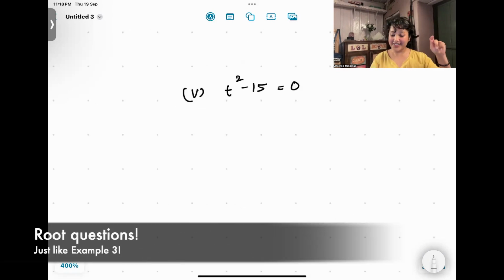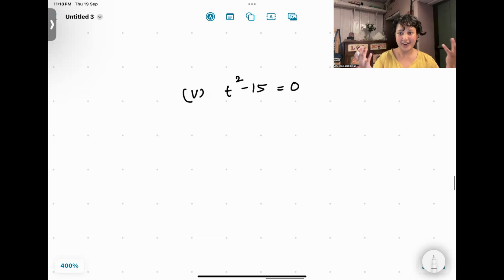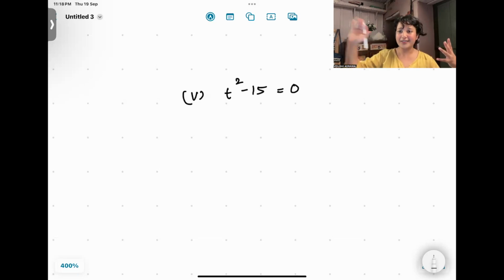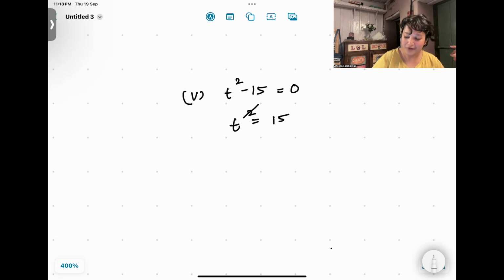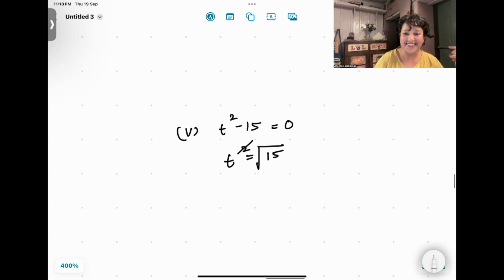Let's try this one. t square minus 15 is equals to 0. 15 always goes to the other side. Remember this trick. t square equals to 15. The square is removed, and under root comes here. Can you see? If under root is here, then it can be positive or negative. So t is equals to plus root 15 and minus root 15.